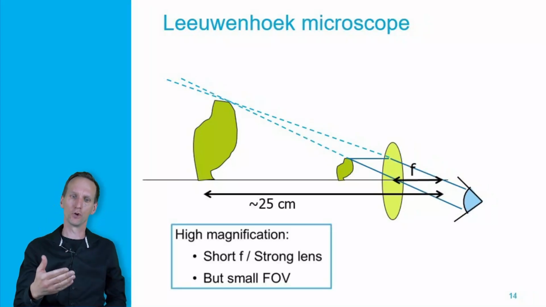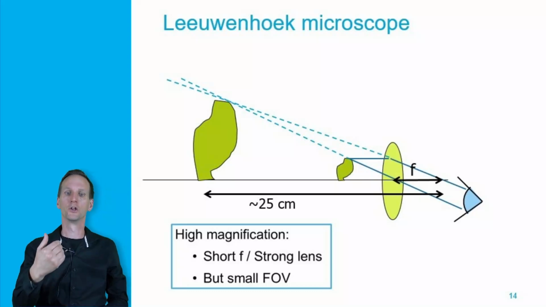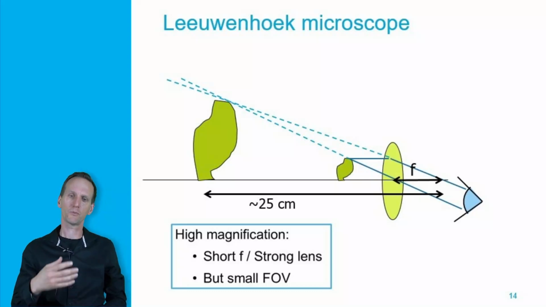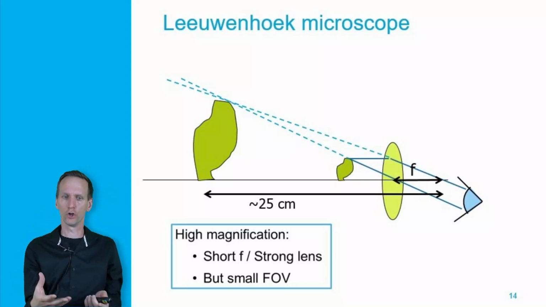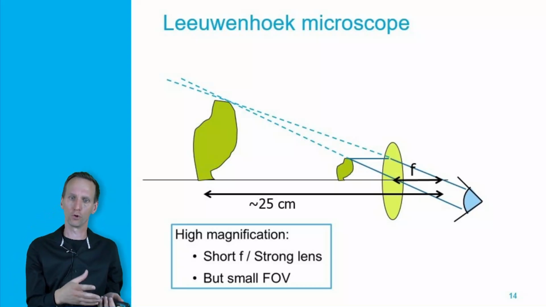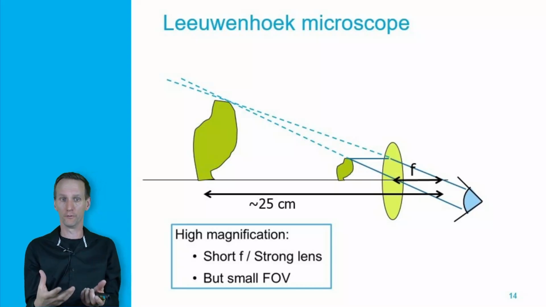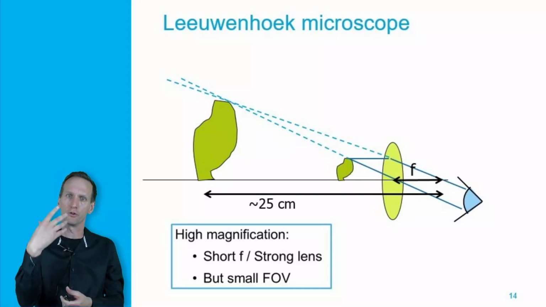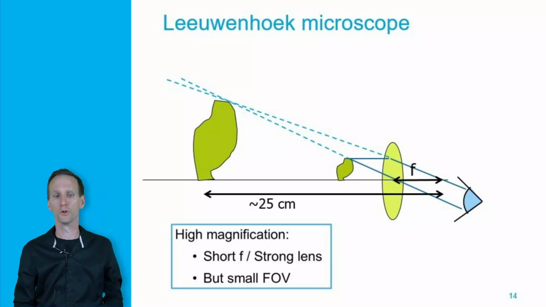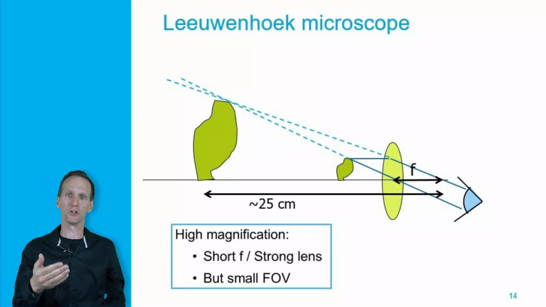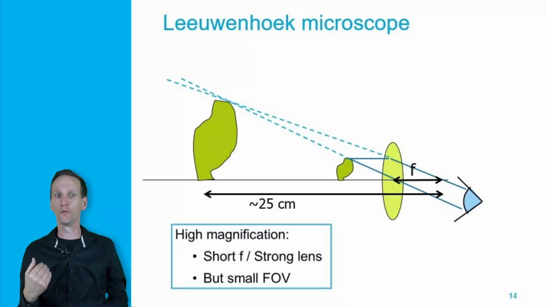And here the same thing holds: the shorter the focal distance, the stronger the lens. We should also notice that the stronger the lens, the shorter the focal distance, the smaller the field of view of this lens. This is one of the realizations that we also have to make in van Leeuwenhoek's lens. The magnification was very high, but the field of view was very small. One of the limitations that is solved in present-day microscopes.